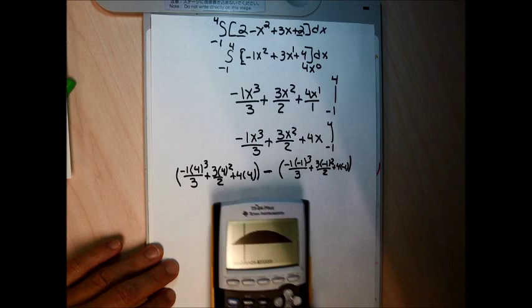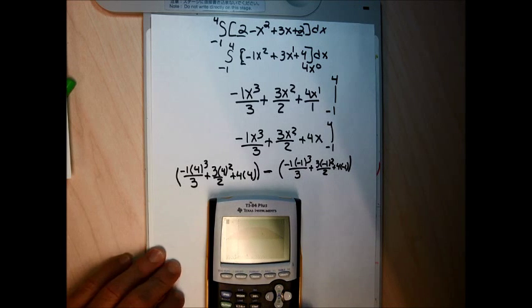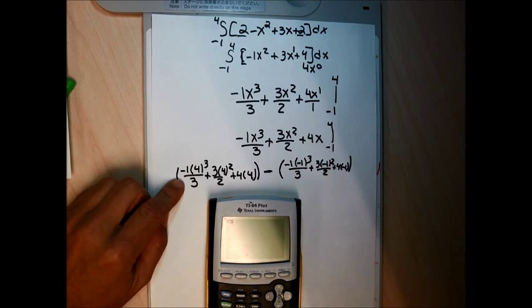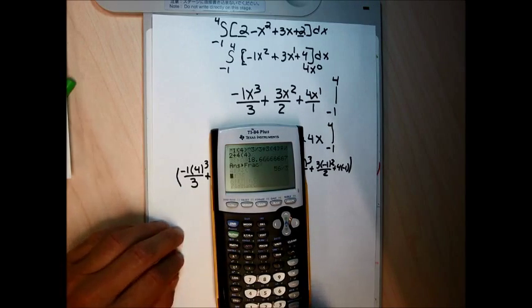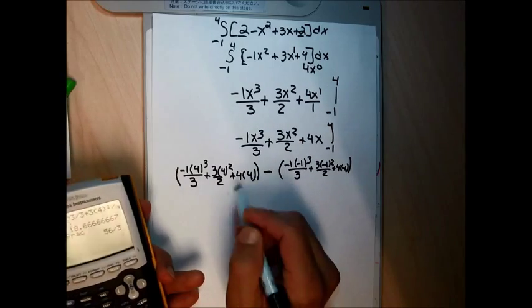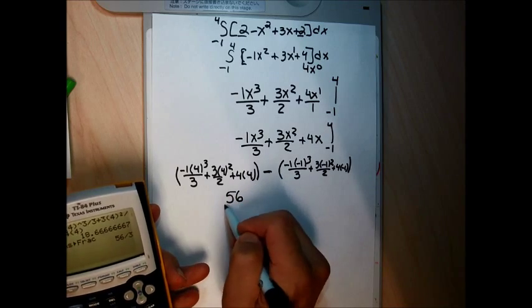So now I'll yank out my calculator, get to the main screen. First computation: -1 parentheses 4 up arrow cubed divided by 3 plus 3 parentheses 4 squared divided by 2 plus 4 parentheses 4. That gives me 18.66. I'm going to math enter it, and I get 56 over 3 for my first computation.